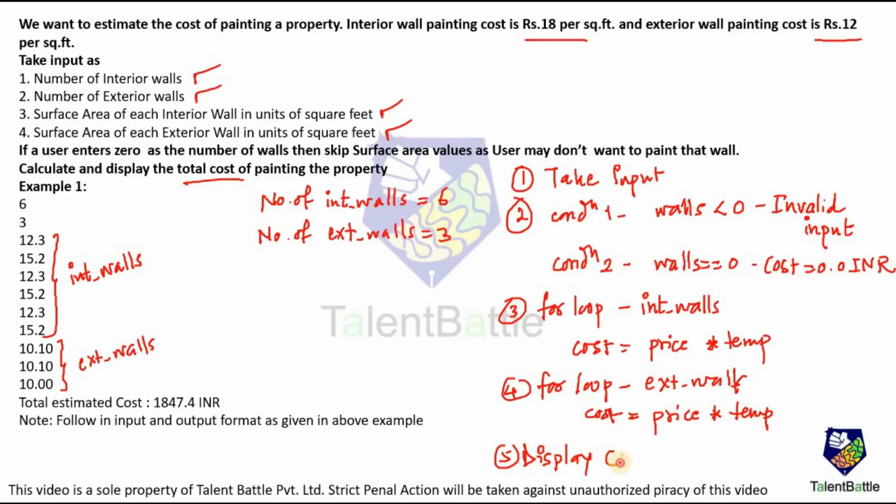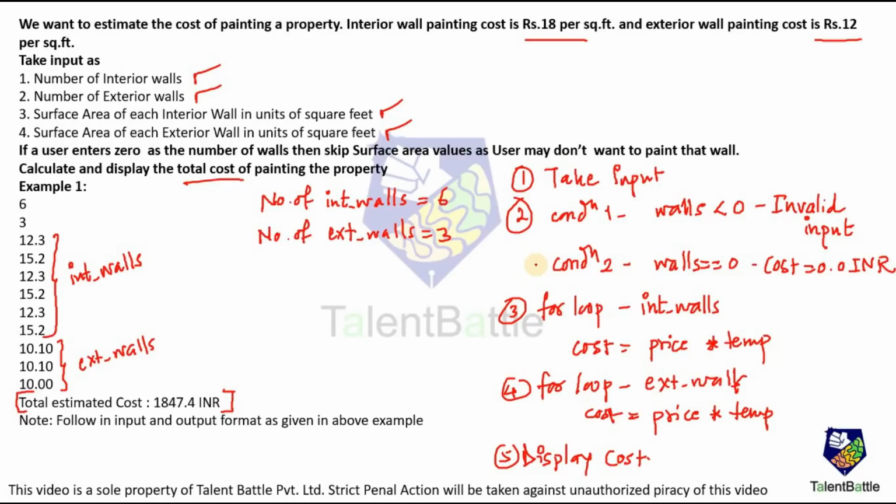But while displaying the cost, take care that the message is "Total estimated cost: 1847.4 INR", whatever is the calculated value. As it is, you have to do this. Now a little bit of format specifiers we have to use here, because after the decimal point there is a single digit, right? So we have to apply %0.1f for the float output as a format specifier, and INR will be in the message, right? So that you are following the exact format that is provided to us. So this will be our logic flow to solve this problem statement.